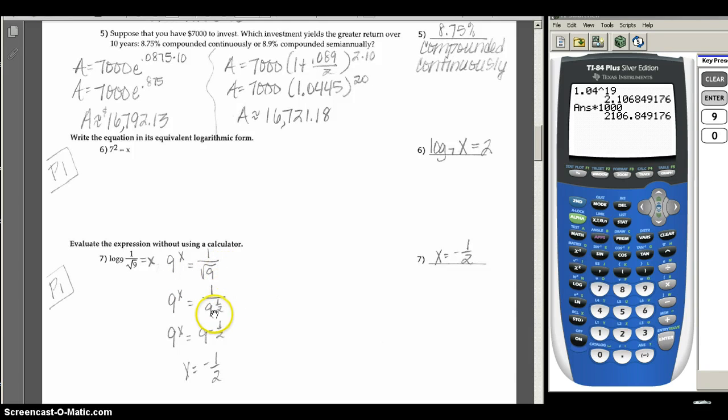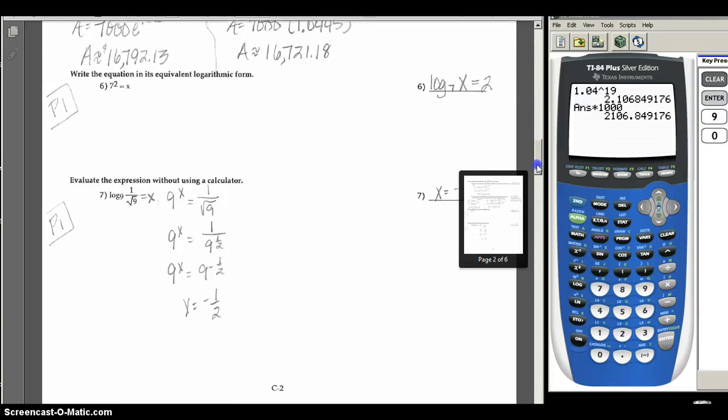But just doing it this way, 9 to the half, and since it's in the denominator of a fraction, to make it just a regular 9 instead of in a denominator, it becomes 9 to the negative half. Now that my bases are the same, 9 to the x, 9 to the negative 1/2, I know that x must equal negative half. And again, you could have done that using a base of 3 instead of a base of 9. The process would look a little bit different.